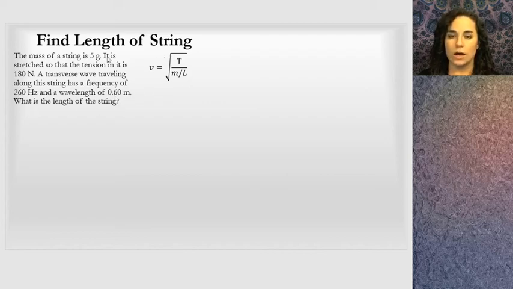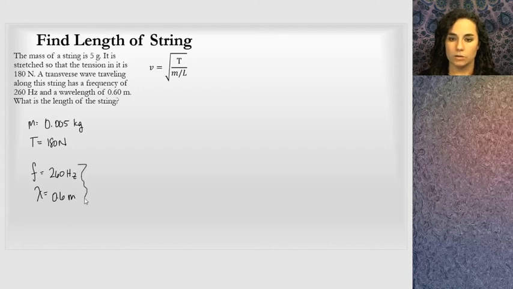Okay, so I saw a lot of information in here, and I'm going to write it out. The mass is 5 grams, so I'm going to convert that to kilograms. The tension in the string, they give me 180 newtons. They give me a frequency, 260 hertz, and a wavelength. And I'm going to note right there, when I write these two quantities down, that this allows me to find the velocity of the wave. Lambda times the frequency is the velocity of the wave.